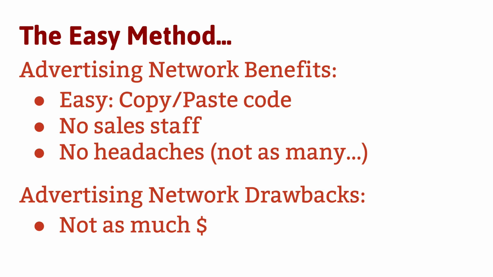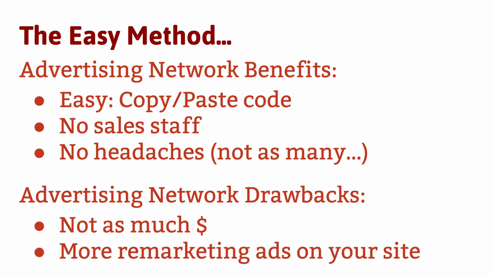The network is going to get about 80 to 90% of whatever the advertisers are paying, and the participants, the smaller websites that belong to an ad network, might get 10, 15, 20% of whatever the advertisers are paying. So you don't get as much money. And depending on how you as the publisher set your ad network settings, you might end up with a lot of remarketing ads on your site.